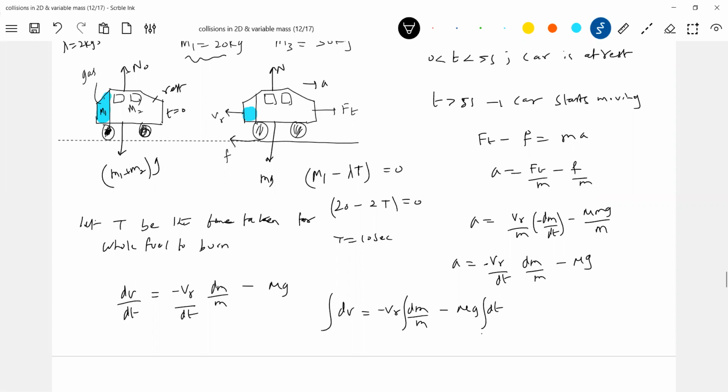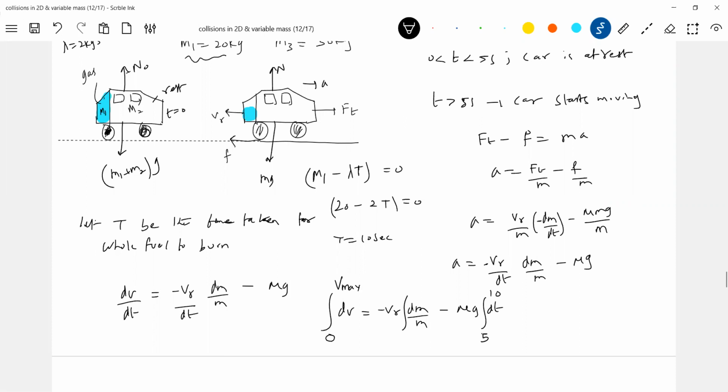Limits are very important. At t equal to 0 to 5 seconds, the car will be at rest. Now after 5 seconds, it will move. So therefore, the limit should not be 0, it should be 5. Then, what is the speed of the car? At t equal to 0 to 5 seconds, it is at rest. Then, what is the total time taken? 10 seconds.